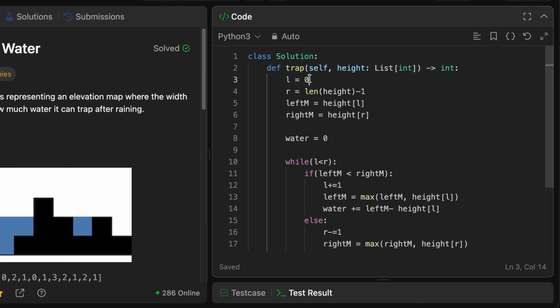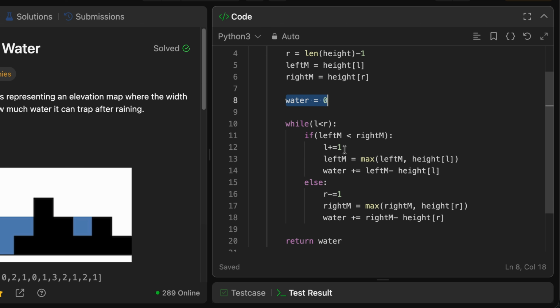So left pointer is set to 0. The right pointer is set to the ending element of the given height array. And then we have the left max and the right max variables. So left max in the starting is going to be the height of the left pointer, the right max is going to be the height at the right pointer. Then we have water here, which is 0.